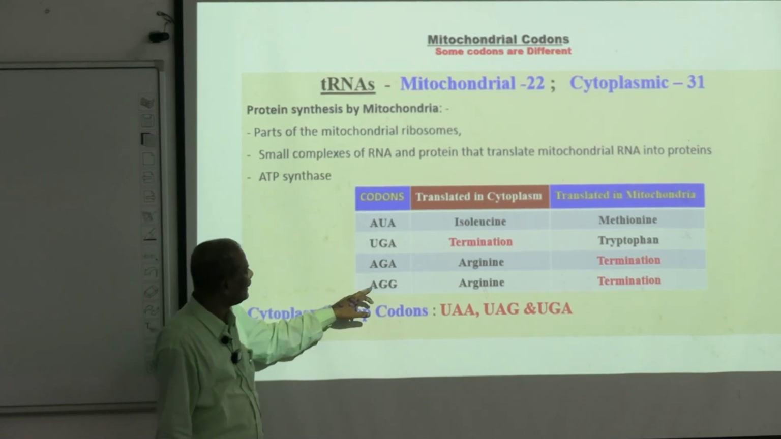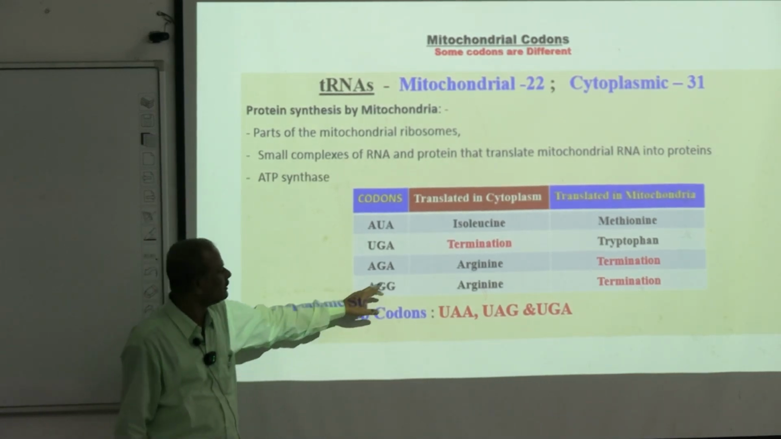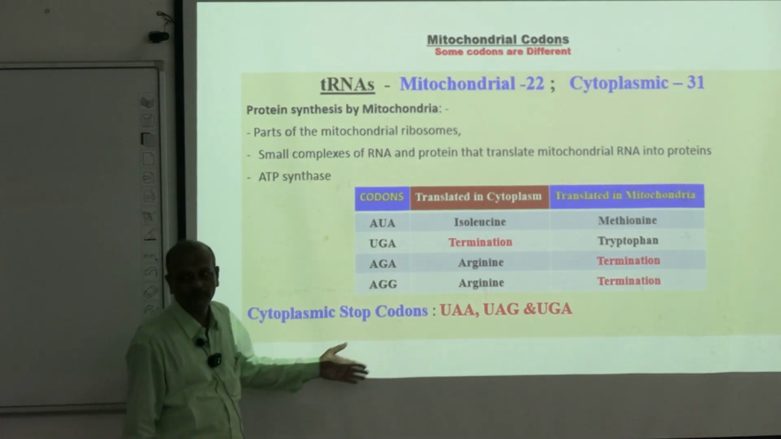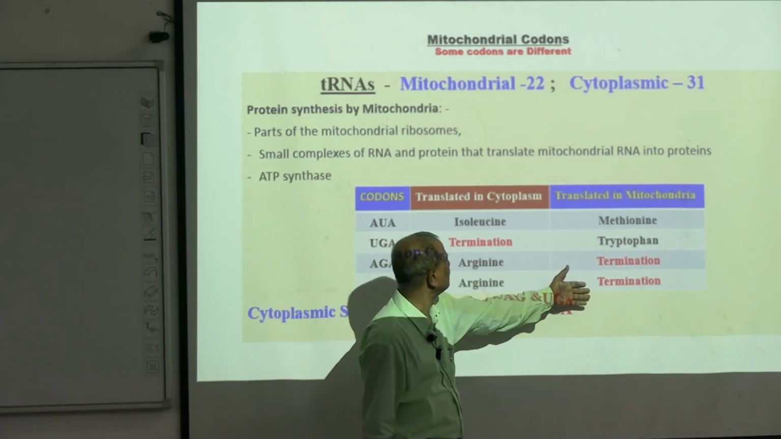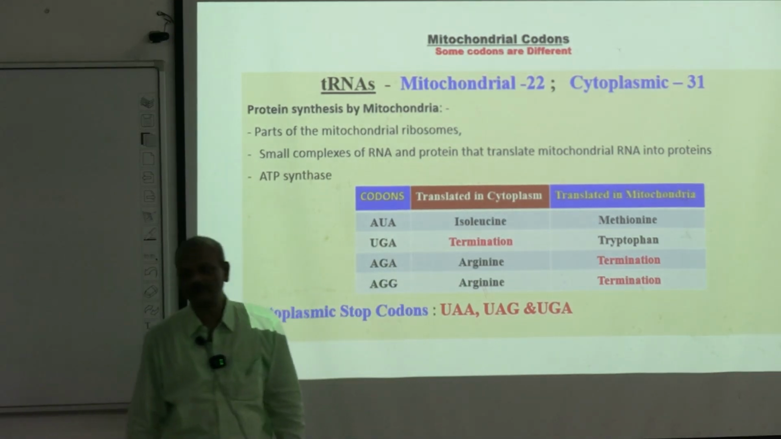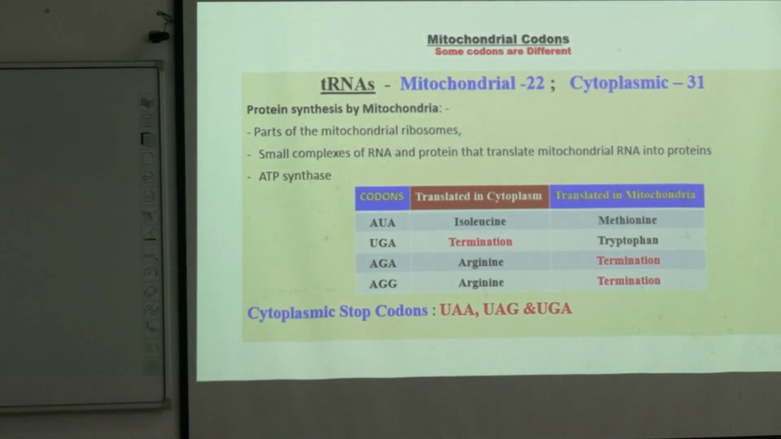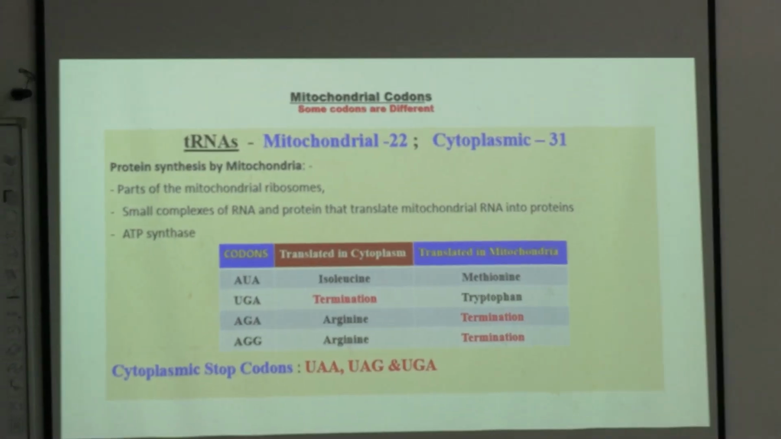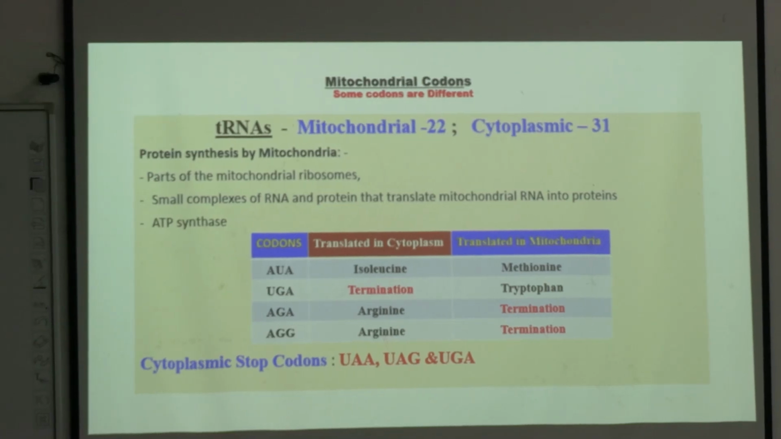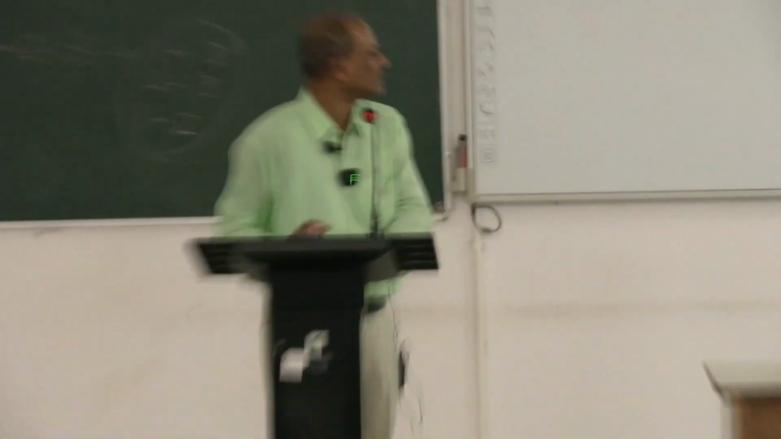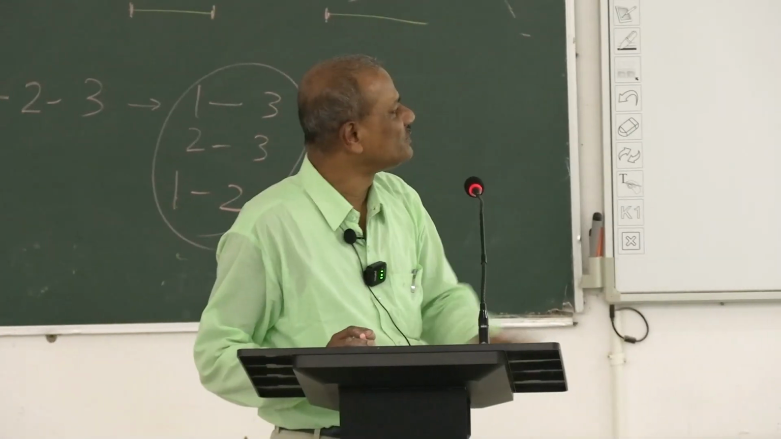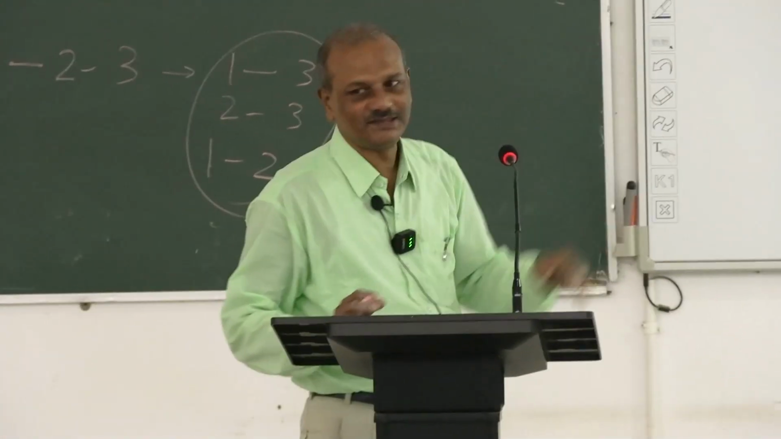AGA and AGG, in the normal cytoplasmic code, are coding for arginine, but both are acting as a termination. AUA is isoleucine, but that is coding for methionine. So what we told, that the genetic code is universal, is not true, as it is proved in the mitochondrial DNA itself. So cytoplasmic stop codons are UAA, UAG and UGA, and you see here the termination codons are AGA and AGG. So it is not matching.